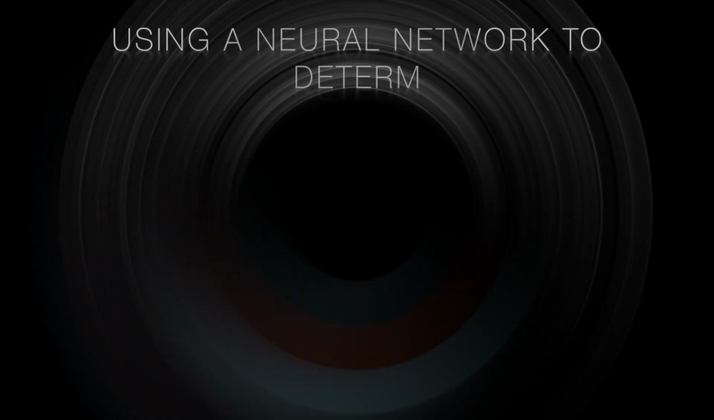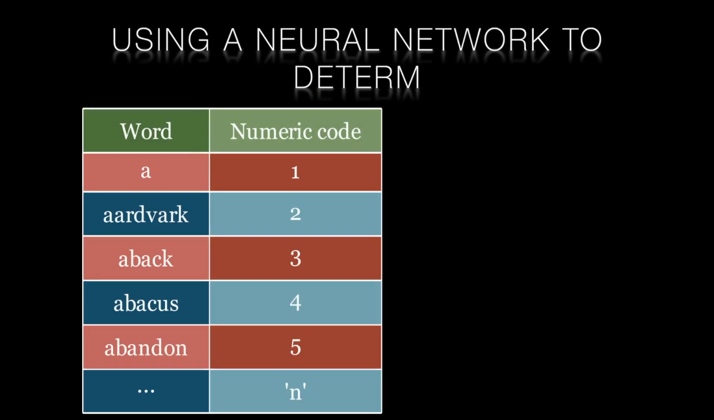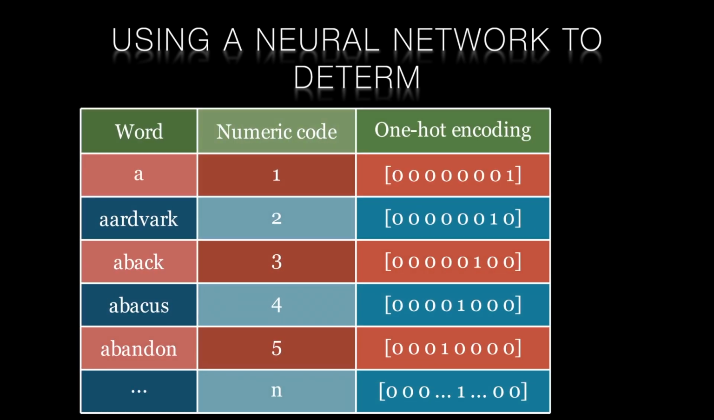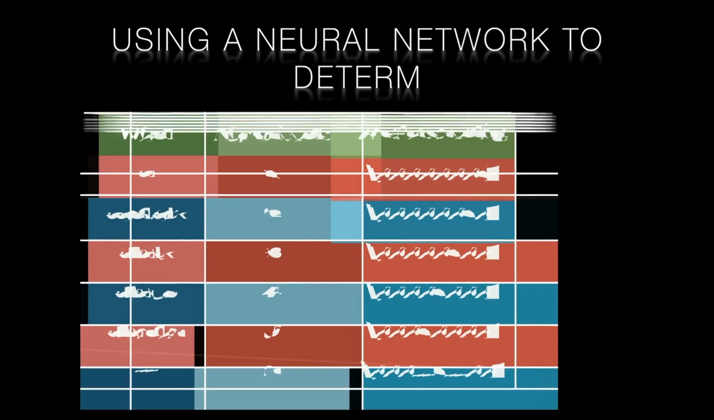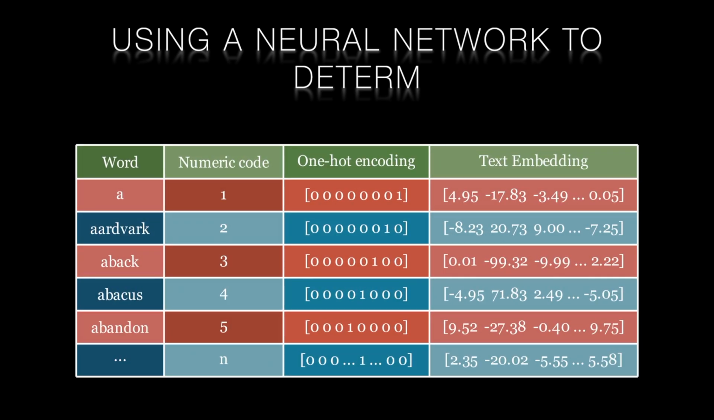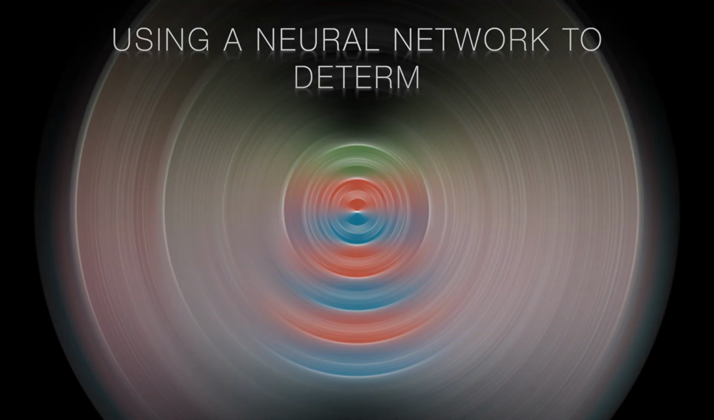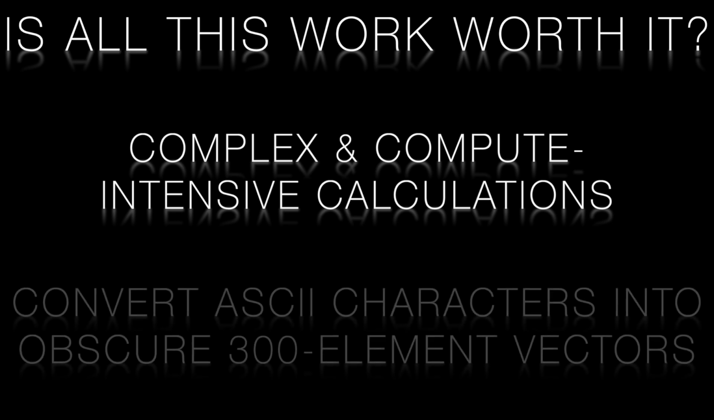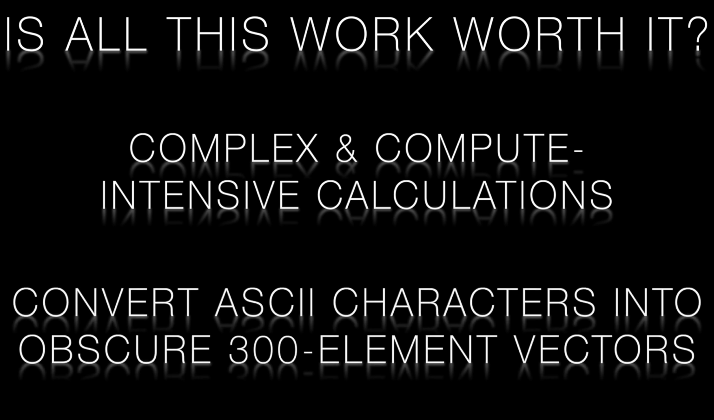So, rather than encoding our words with a single integer or a very large and very sparse one-hot encoded vector, we instead encode our words with a large, dense vector, as you can see on the screen. So, is all this complex and compute-heavy work to convert some ASCII characters into a 300-element vector worth it? Well, I think the answer is yes, and I hope you agree with me.